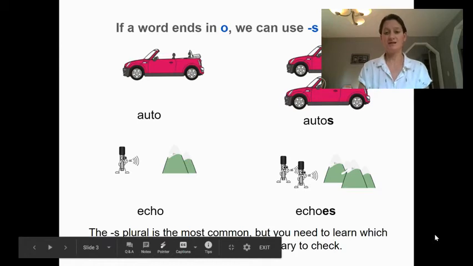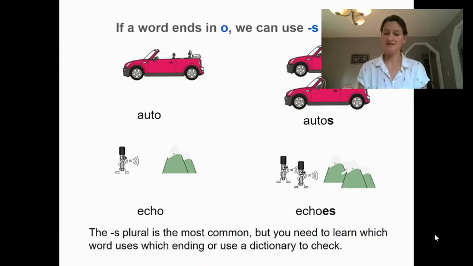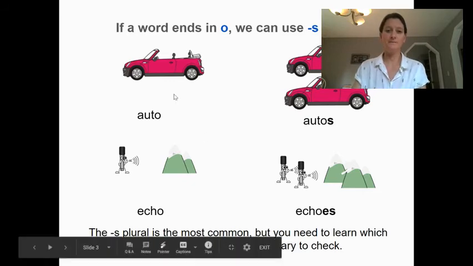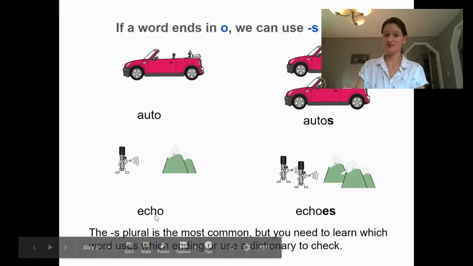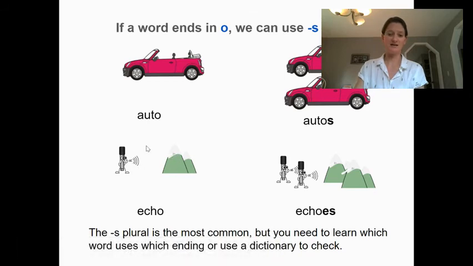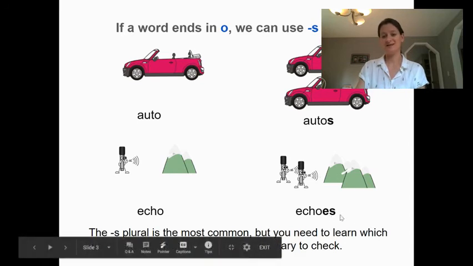If a word ends in O, we can use S or ES. So here we have one auto, and if we have two autos, we just add an S. But here's another word that ends in O, echo. So there's echoes bouncing back, sound waves bouncing back from the mountains. But if there's more than one echo, we add ES.